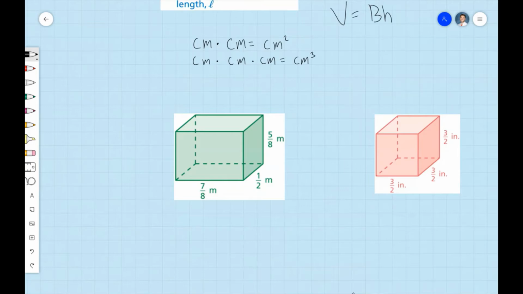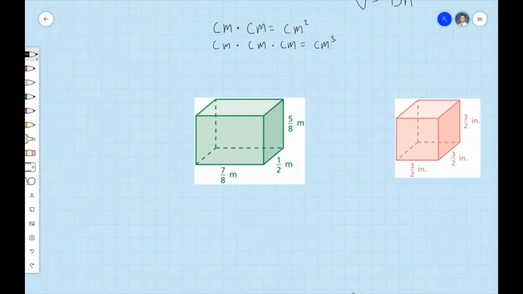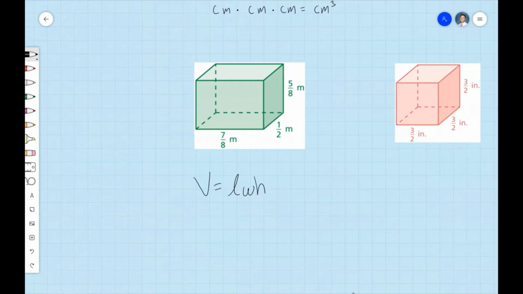So here we've got this green rectangular prism. We have a length of 7/8, a width of 1/2, and a height of 5/8. So again, our formula is length times width times height. So we can substitute 7/8 for the length, 1/2 for the width, and 5/8 for the height.